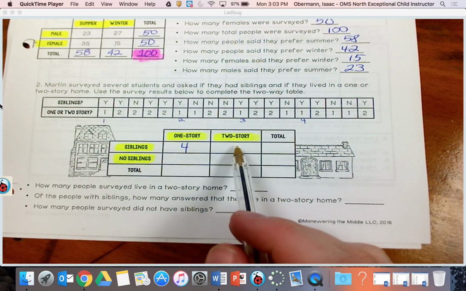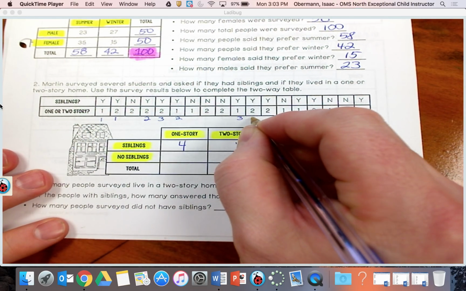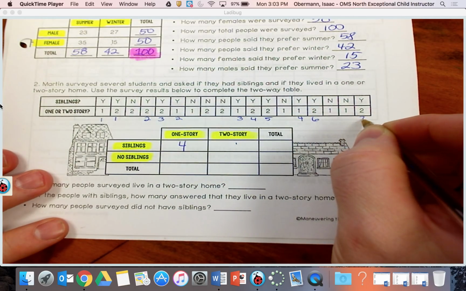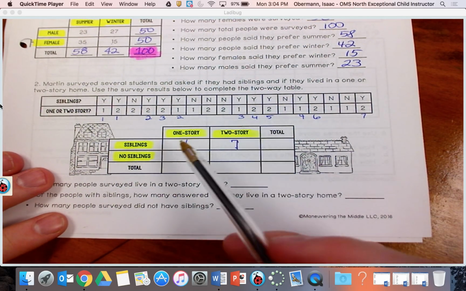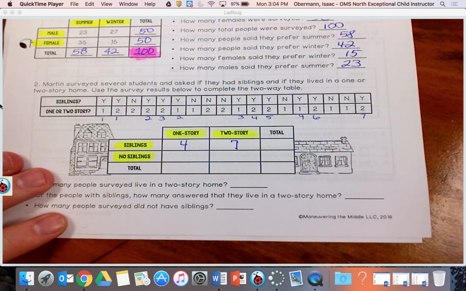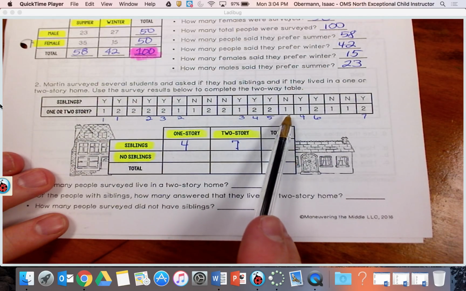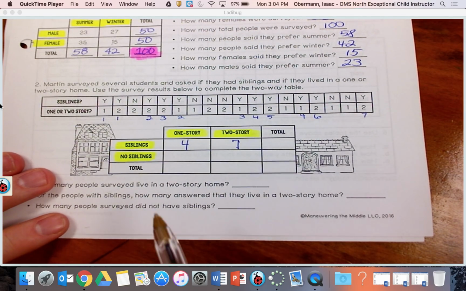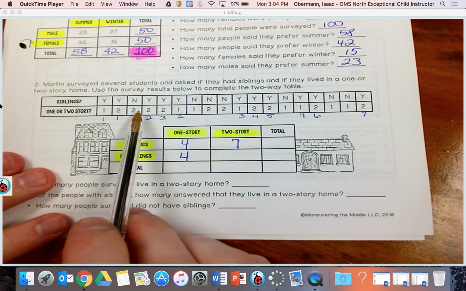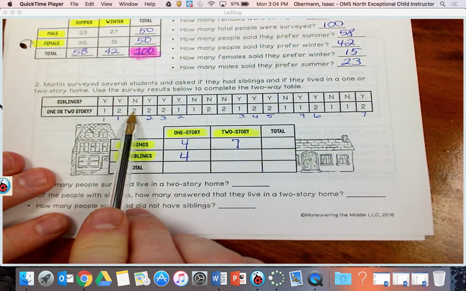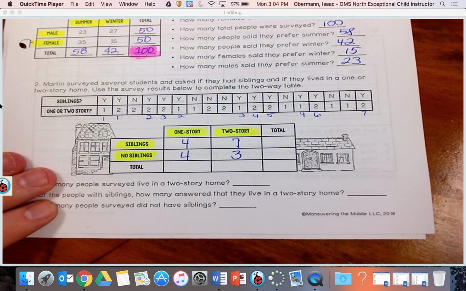If I do the next one here, 2-story house and have siblings, that's 1, 2, 3, 4, 5, 6, 7. So I got 7 there. That's a yes and a 2. Then I'm going to look at the next one, no siblings and live in a 1-story house. When I do that here, I've got 1, 2, 3, and 4. And then for the next one, 2-story house and no siblings, when I count the ones, 1, 2, 3.